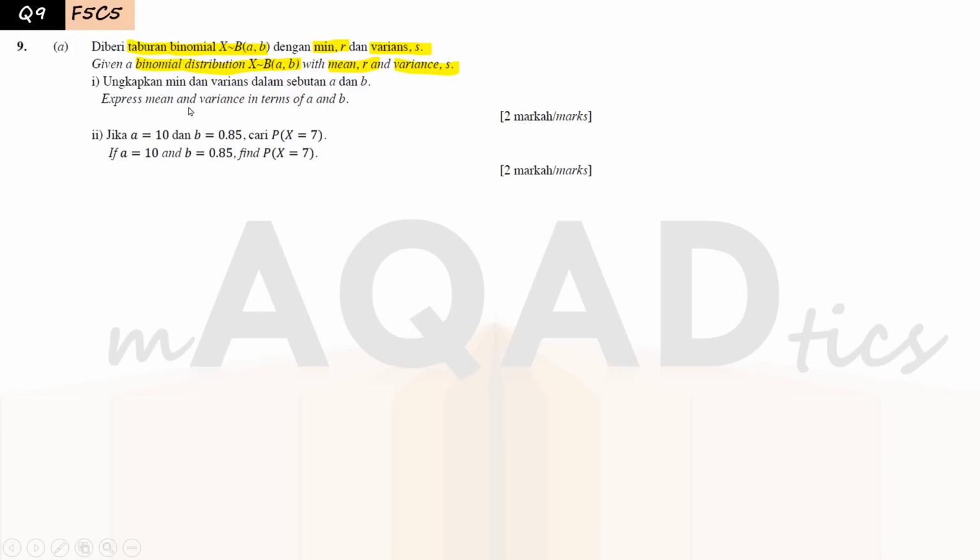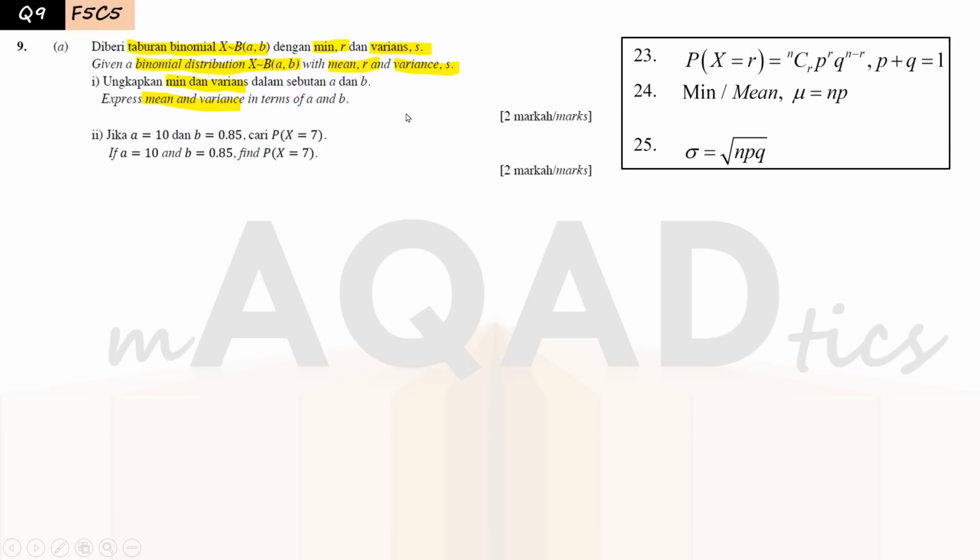So now in part 1, we need to find the mean and the variance, and we need to express it in terms of A and B. Right? So recall the formulas for the binomial distribution. For the mean, it will be n multiplied by p. n is the number of trials, which is A, and p is the probability of success, which is B. So for the mean, very simple, it's just A times B.